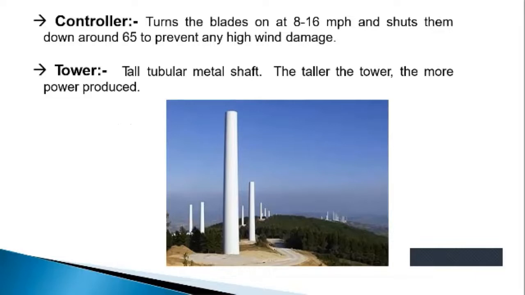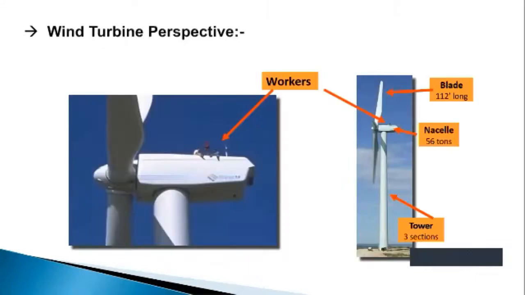The next one is the controller. It turns the blades on at 8 to 16 miles per hour and shuts them down around 65 miles per hour to prevent any high wind damage. Next is the tower, a tall tubular metal shaft. The taller the tower, the more power produced, because at higher height the wind speed is higher.